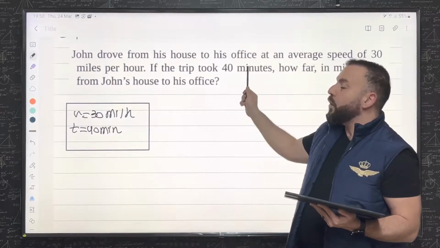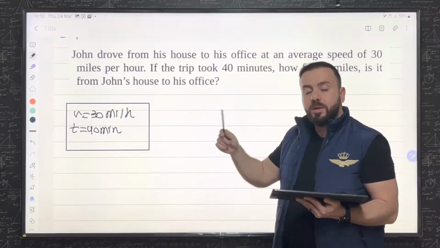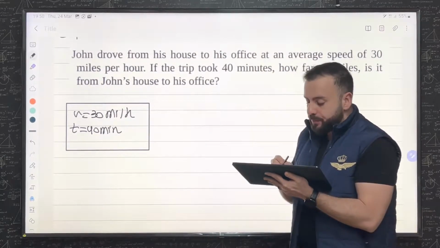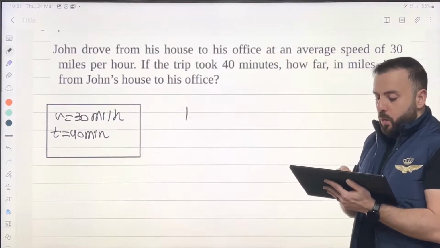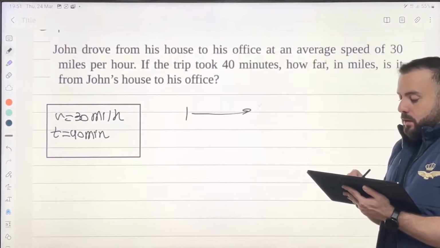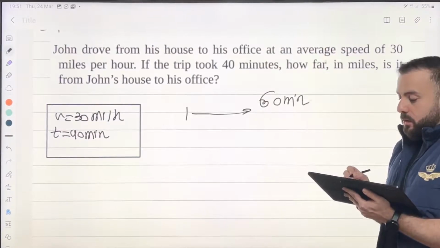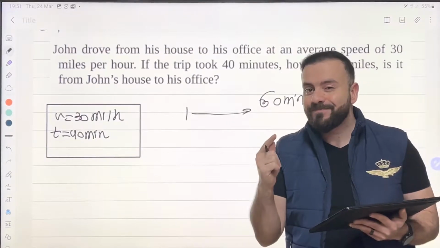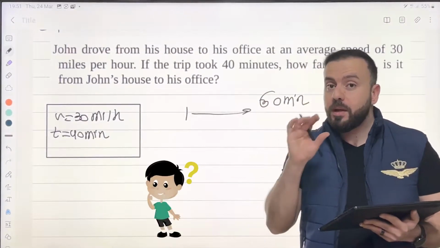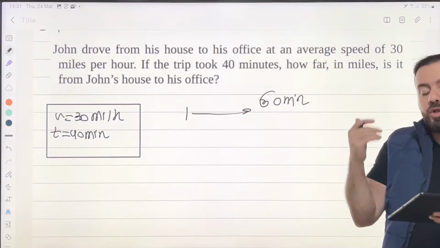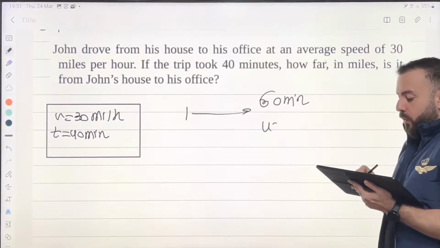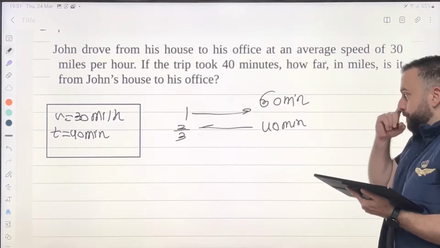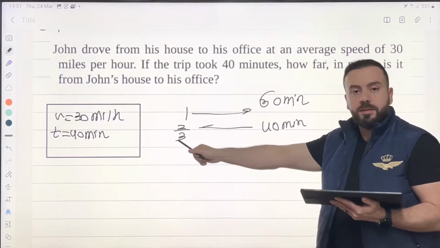First of all, you need to change 40 minutes to hours, which means I know that 1 hour is 60 minutes. So if I want to change the 40 minutes into hours, how many hours is it? Let's check. So 40 minutes is going to be 2/3 of an hour. Mister, where did you get this?